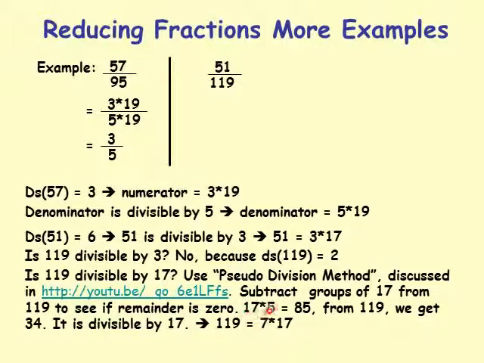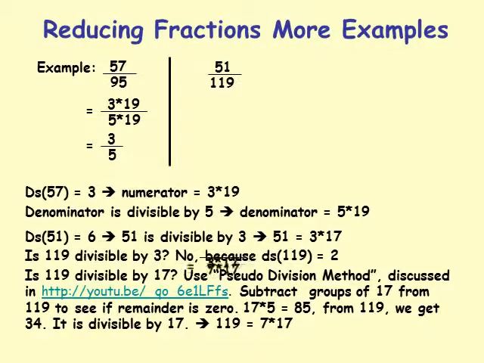First, we subtract 5 groups of 17, which is 85. If I subtract 85 from 119, we get 34. 34 has 2 more groups of 17 in it and no remainder. So 5 groups here and 2 groups here make 7 groups. That means the quotient is 7 and the remainder is 0. So 119 is divisible by 17, and in fact it is equal to 7 times 17.